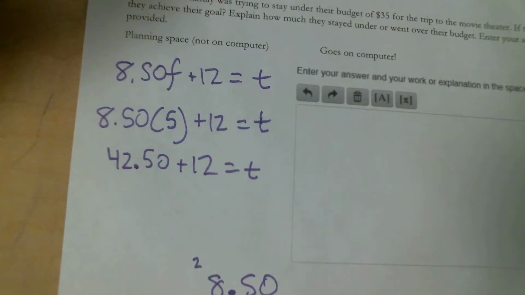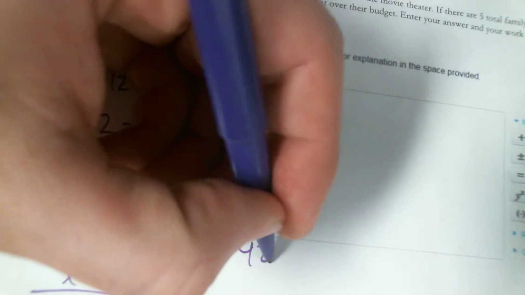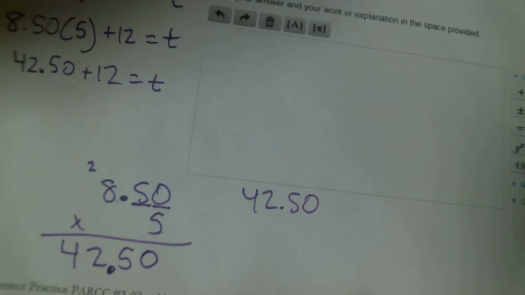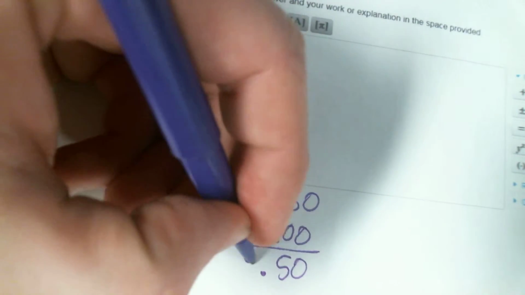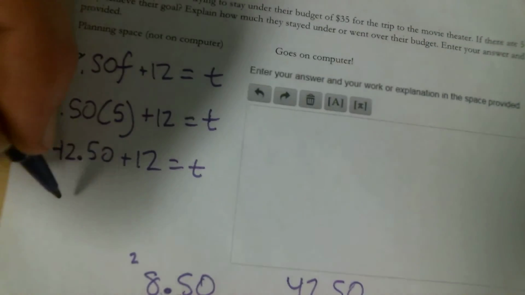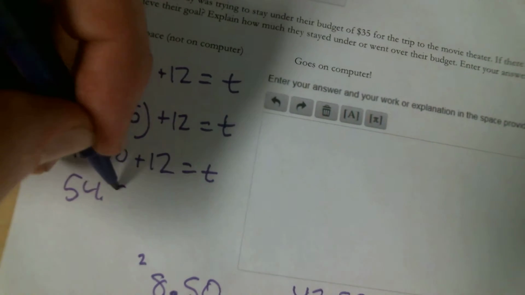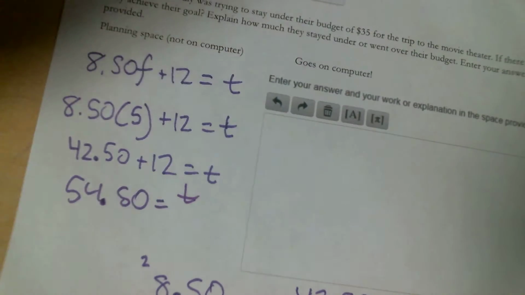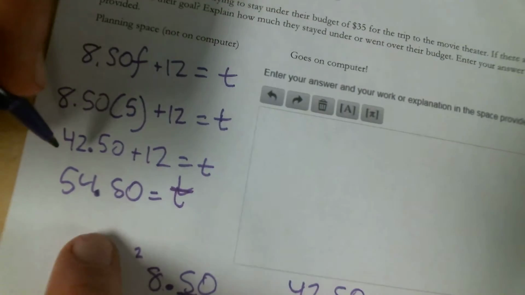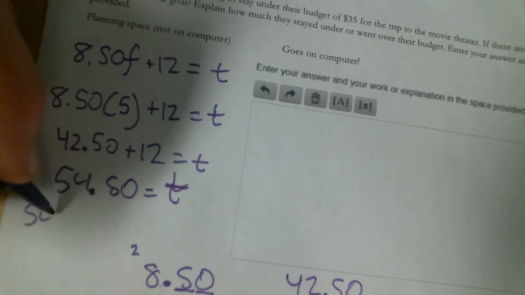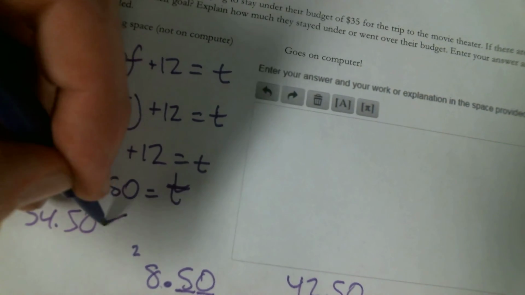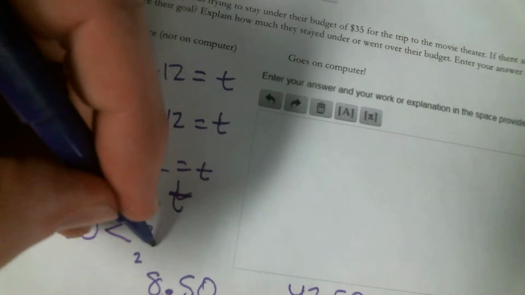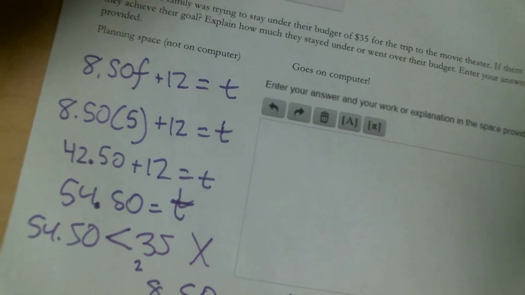So if I do this, I end up with $42.50. I need to add $12 to that. So I get 50 cents, 4 here, 5 here. So it looks like if it was their goal to stay under $35 for 5 people, that did not happen. Because this should have been, right, $54.50. That was supposed to be less than $35, and that's not a true statement, so they didn't make it.